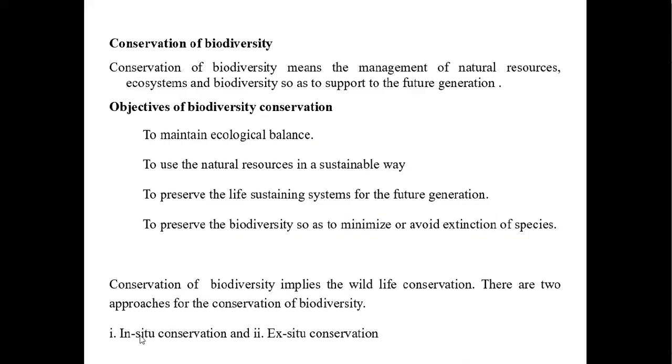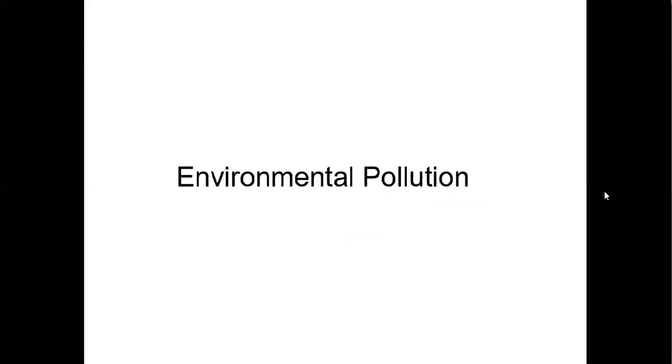So these two methods: what is in situ conservation and what is ex situ conservation. In situ means inside, the conservation inside their natural habitat, and ex situ means outside of their natural habitat, conservation of organisms outside their natural habitat. Examples of in situ conservation is biosphere reserve, and examples of ex situ conservation are botanical garden, gene bank, seed bank, etc. Now we go for environmental pollution.